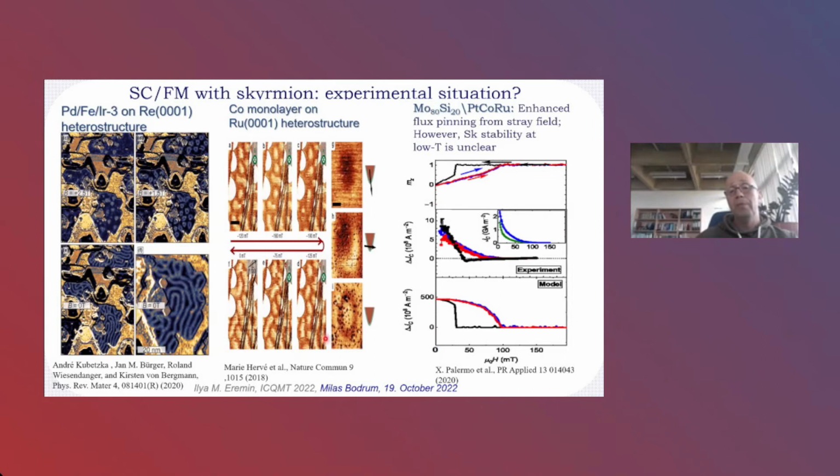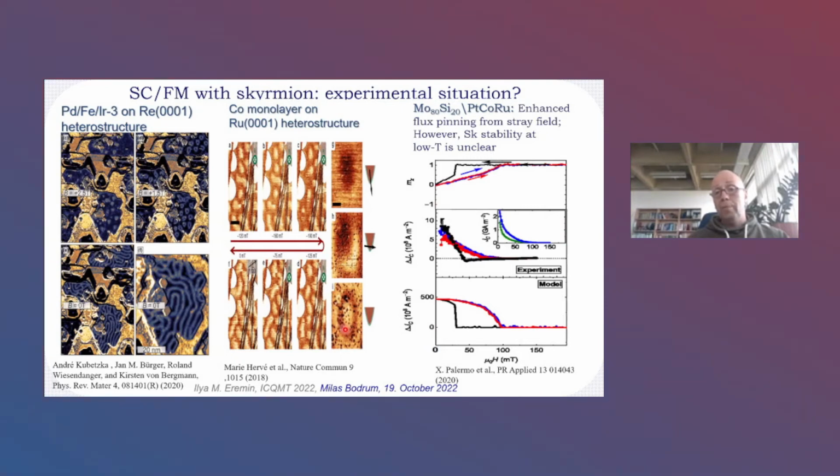Then there was another experimental realization where people grew a cobalt monolayer also on the ruthenium. Here it's on the rhenium, here it's on the ruthenium layer. That's all type 1 superconductors. And it turns out that, again, they were able to show that in such a heterostructure they do see the formation of skyrmionic objects.